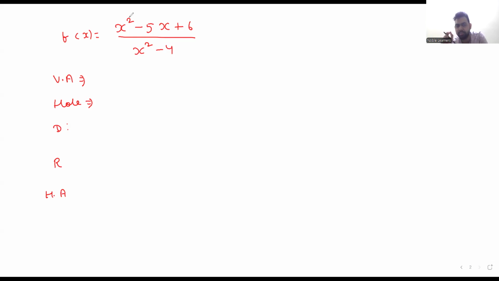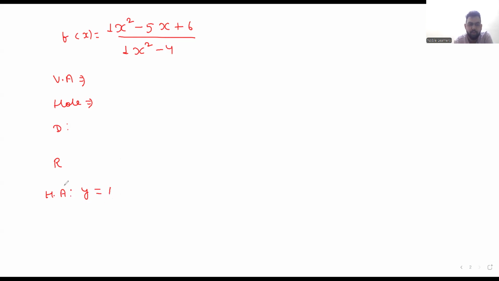Degree of numerator and degree of denominator, how are they related? The same. So case number 2. So what would be the horizontal asymptote? Y is equal to 1. Correct answer. Y is equal to 1, right? 1 upon 1, the leading coefficient of both numerator and denominator.